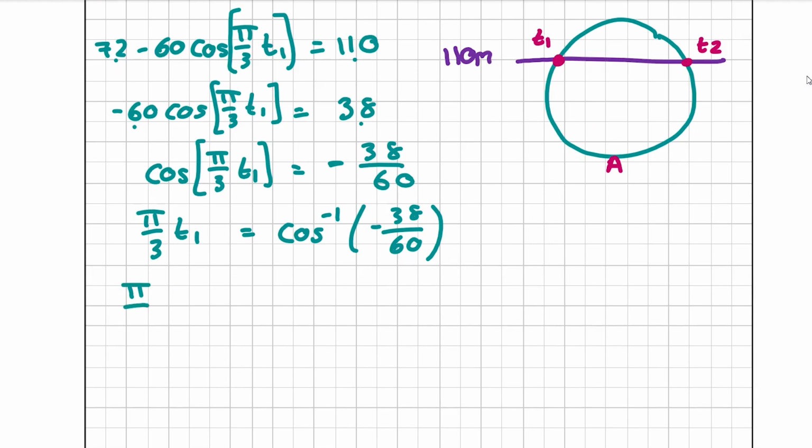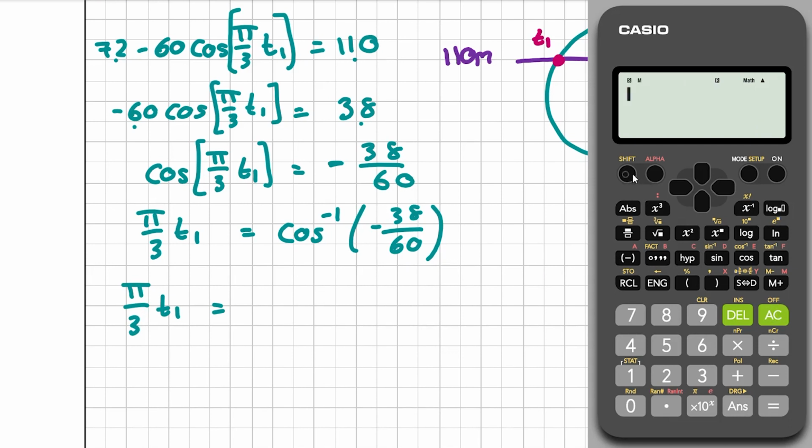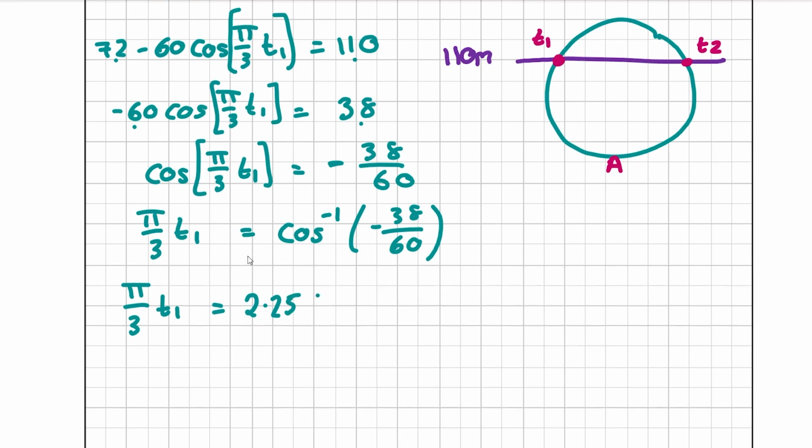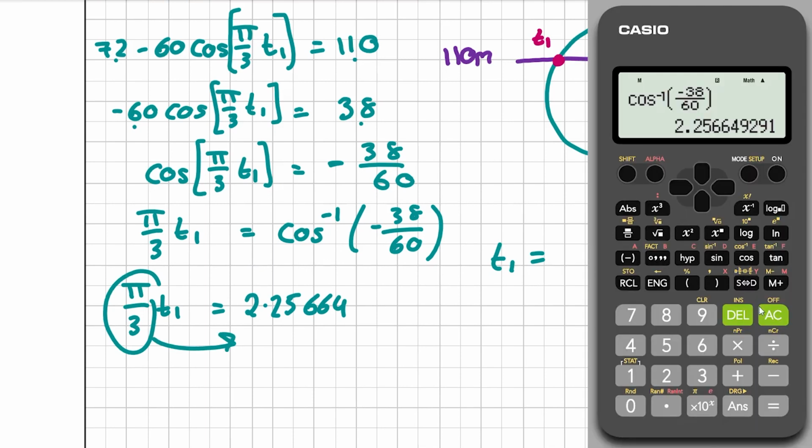So now let's use our calculator to find out that pi over 3 t1 is equal to, so put in cos inverse, so press shift and then cos, minus 38 divided by 60. And that gives you 2.25664. So t1 is equal to 2.25664 divided by pi over 3. So I'm going to bring this under here. And that is 2.1549.